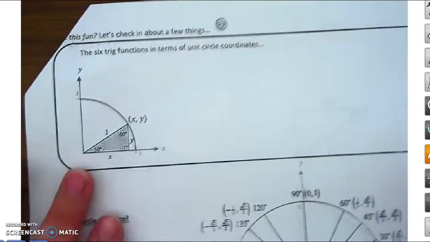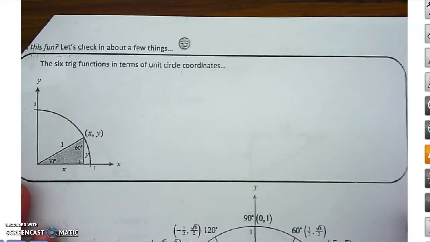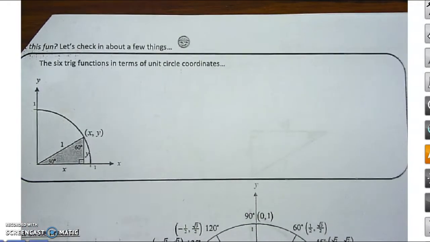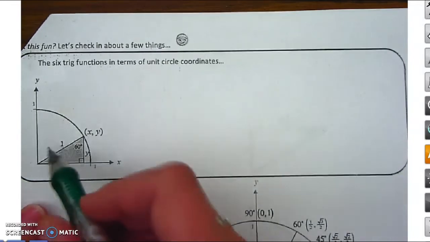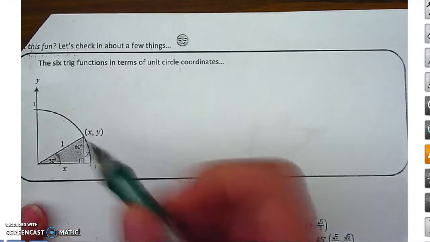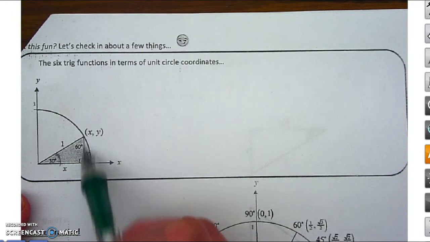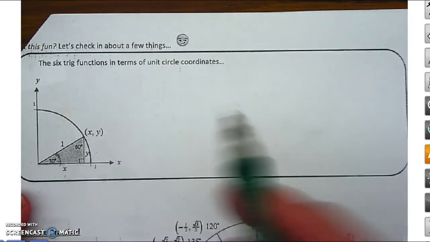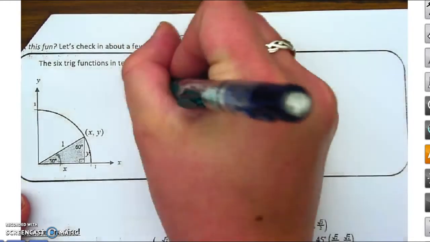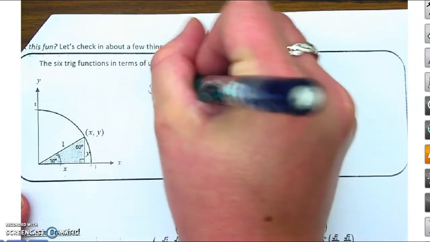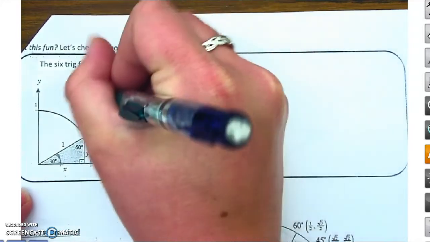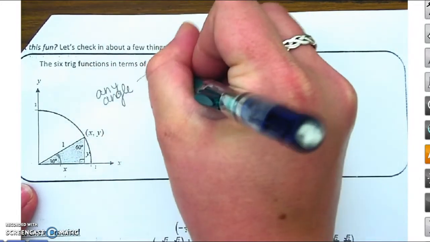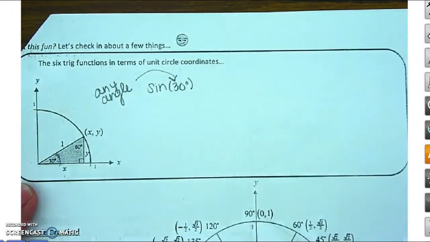And we are going to talk about the 6 trig functions in terms of the unit circle. So right here is an example of 30 degrees on the unit circle. Across from 30, we have a y value. Across from the 60, we would have an x value. So if we think about sine of 30 degrees, or really any angle, not necessarily just 30, we're just going to use 30 as an example.